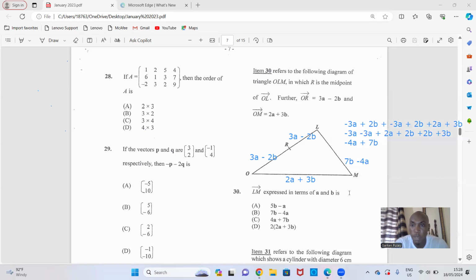So again, once you're finding vector LM, you have to go a different route. So LO plus OM. And once you're going in the opposite direction, you change the sign.